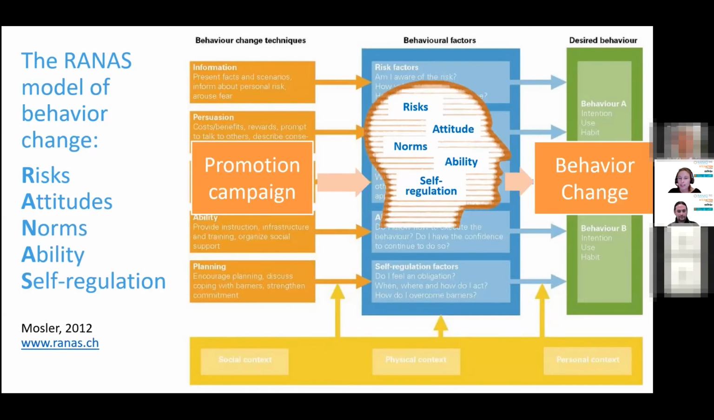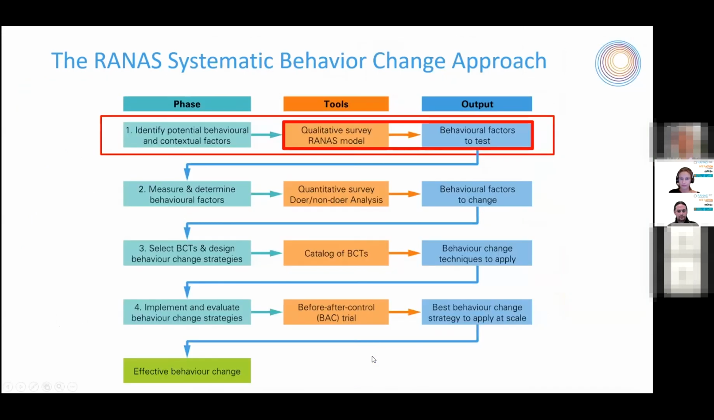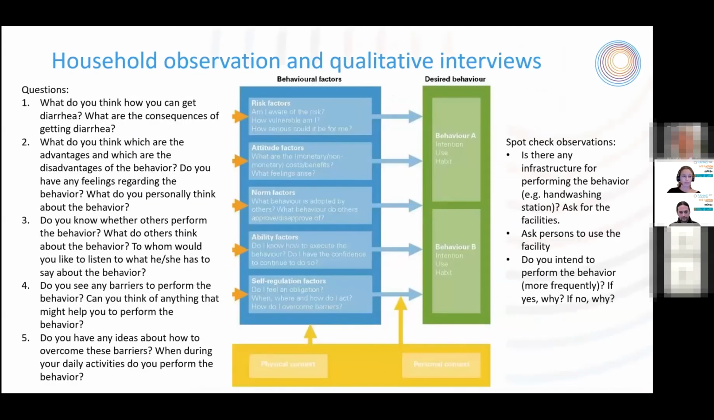What we mean by looking into the head of the people: we want to assess those factors. The promotion campaign has been designed targeting those factors, and the factors itself then in the end lead to the behavior change. So now I will give you a little insight in how we do that. So how can we identify the potential behavioral and contextual factors to go this approach?